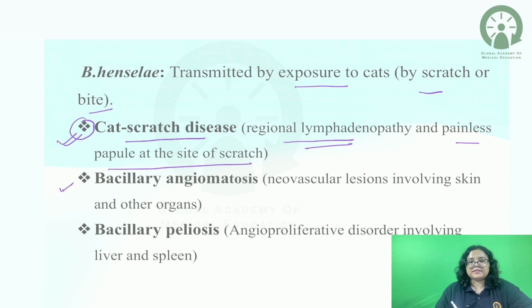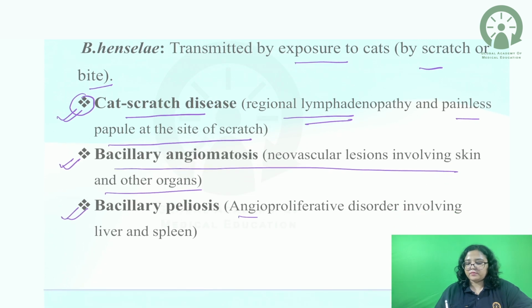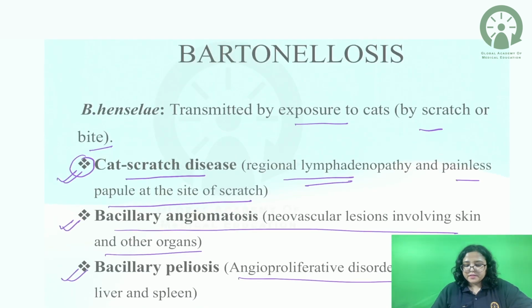And then we have bacillary angiomatosis, which is neovascular lesions involving the skin and the other organs. And we have bacillary peliosis, which is an angioproliferative disorder involving the liver and the spleen. Bartonella quintana, that was Bartonella henselae.